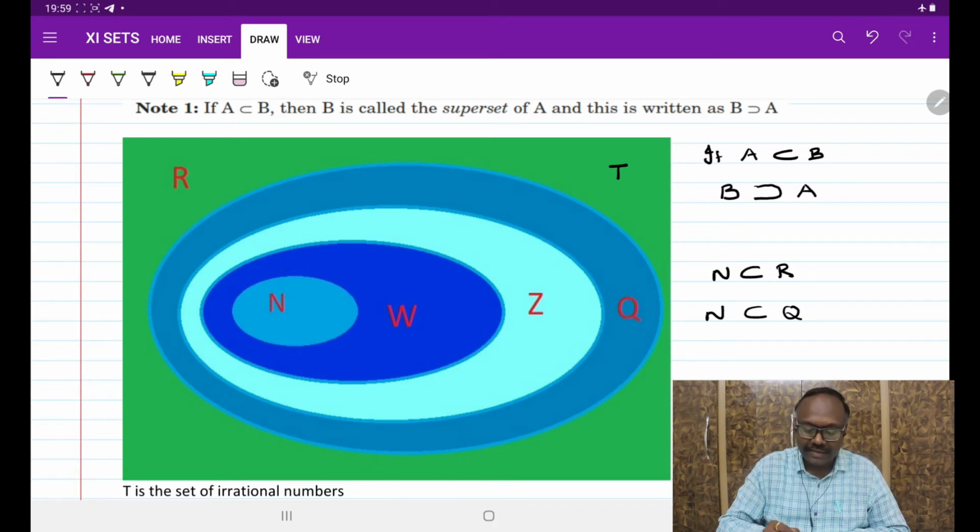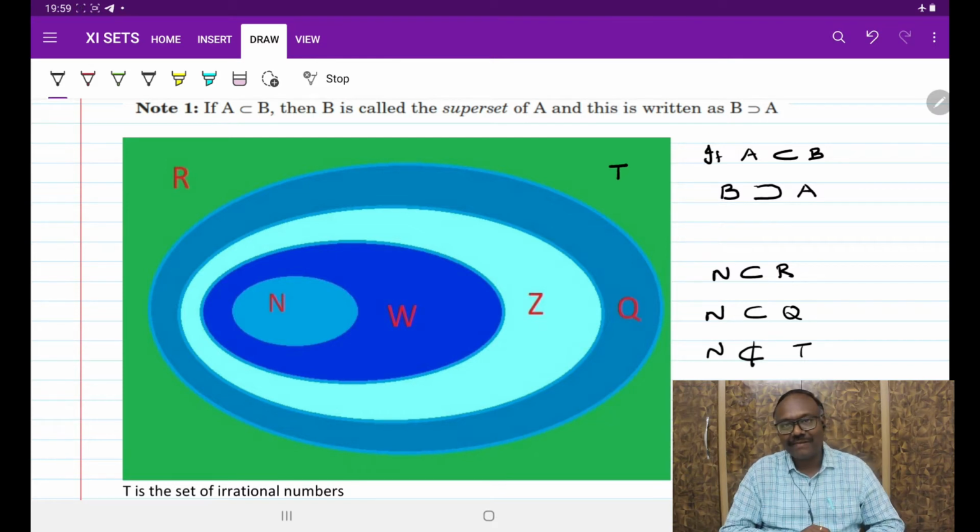And if I want to say N and T relation, what can we say about it? Is N a subset of the irrational numbers? No, because T stands for irrational numbers, and we can say that N is not a subset of irrational numbers. N is only a subset of rational numbers. So N is not a subset of T is what we are going to say.